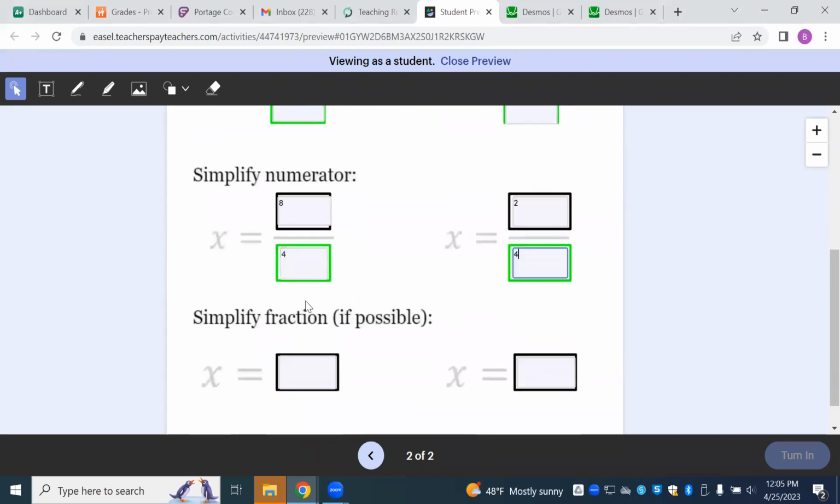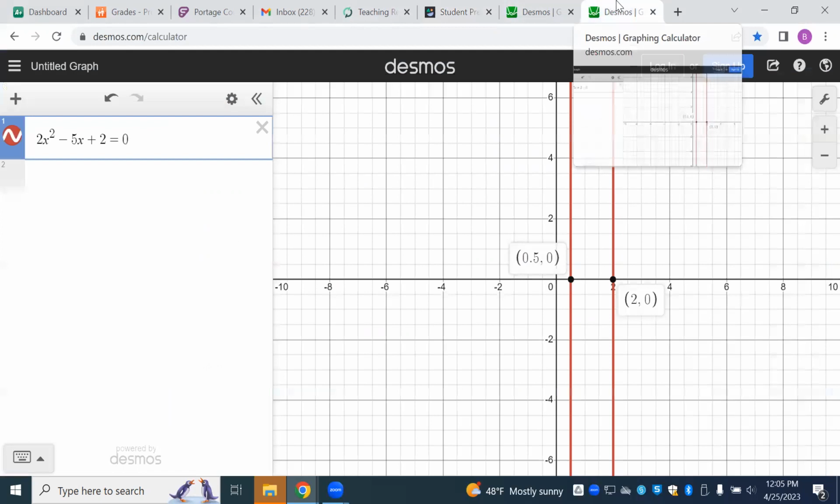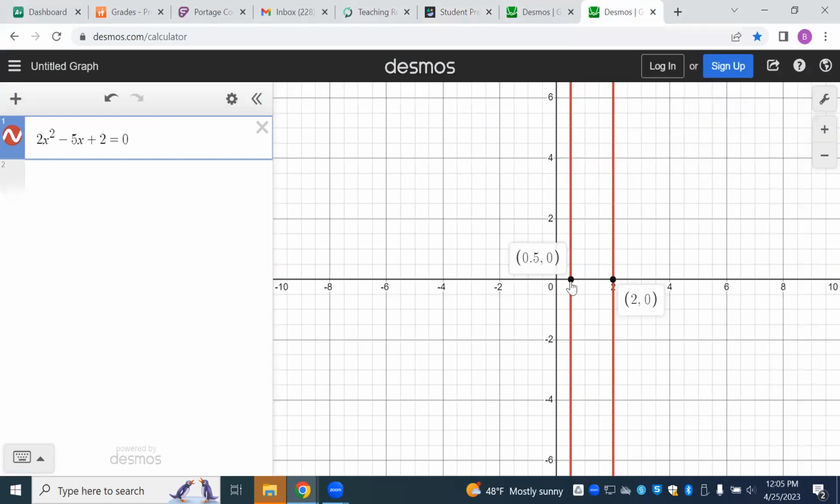Then we just want to divide these. 8 divided by 4 is 2. 2 divided by 4 is 0.5, or if you prefer a fraction, 1/2. If you recall, this is what we were finding on a graph. This is how you can use the quadratic formula to solve or figure out what your x-intercepts are.